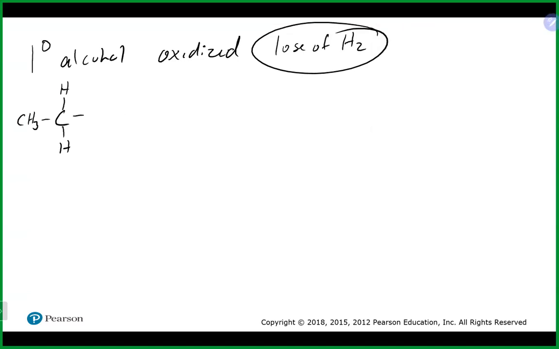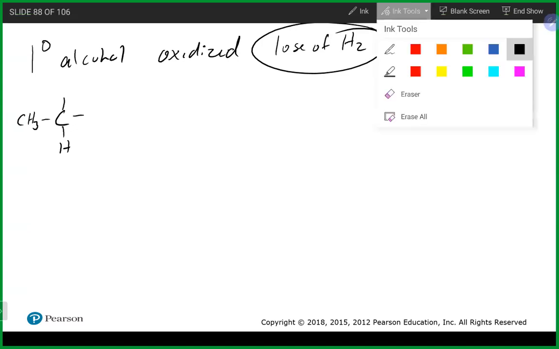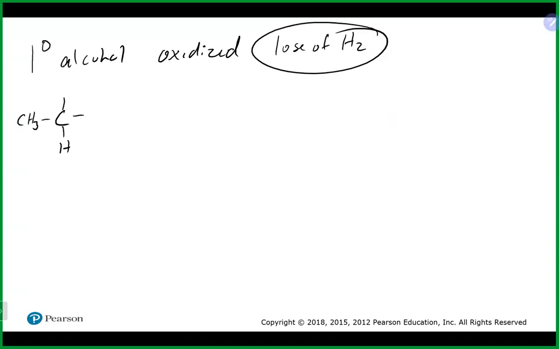I'll put my OH group up on top. You don't have to, but it might make it easier to see. We'll do that. So if we go through an oxidation, which is sometimes referred to as a little O in a box, we're going to lose hydrogen.